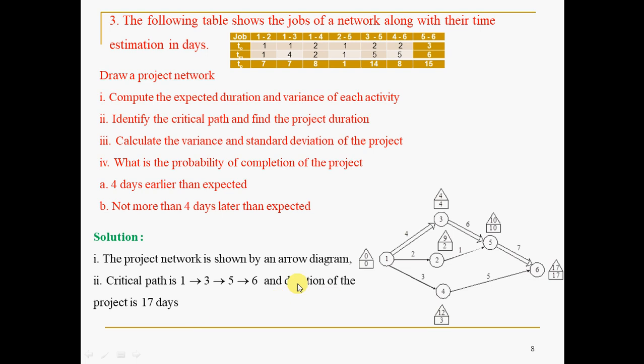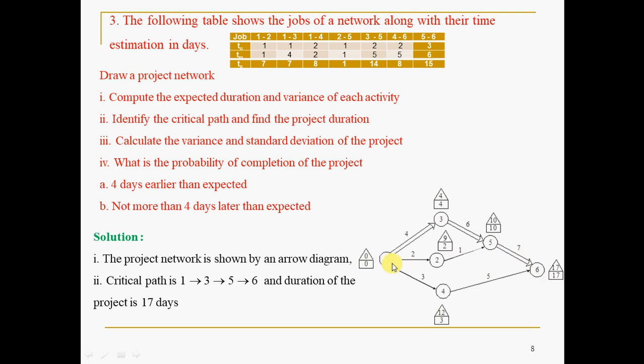Here we are not going to calculate any float like in CPM. So from 1 to 6, 1 is the first node, the starting node, and 6 is the ending node. Fine. So how many paths are possible? 1, 2, 3. The path whichever takes the longest duration is the critical path.